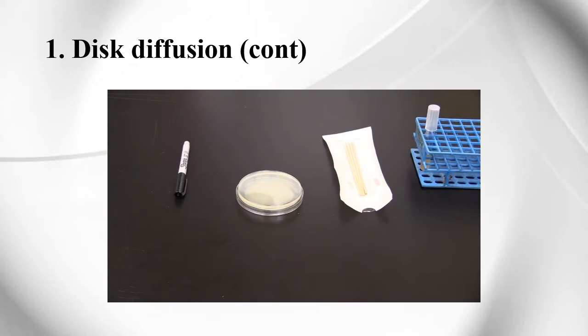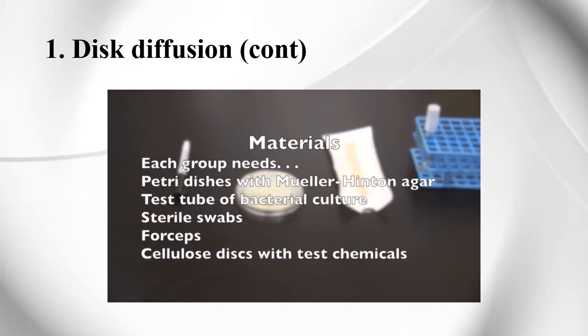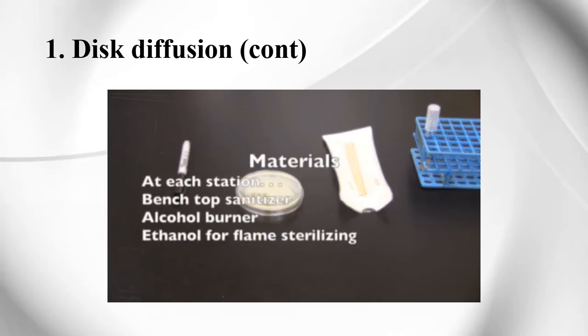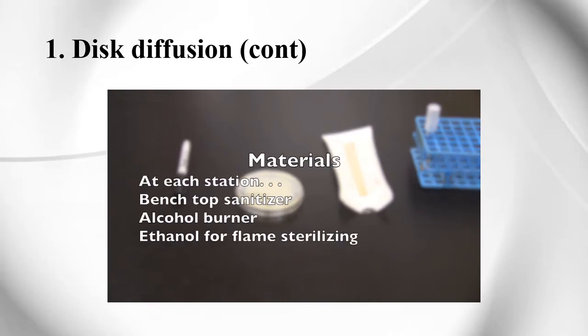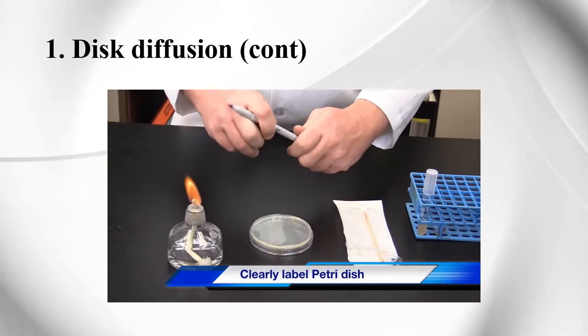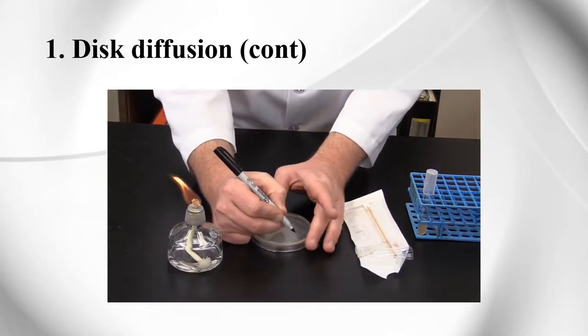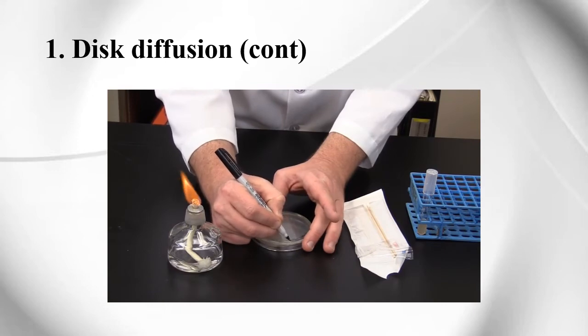The Kirby-Bauer assay is a widely used and effective way to test if a bacterium is resistant or sensitive to several antimicrobial compounds simultaneously. You will need the materials listed here to conduct the Kirby-Bauer assay. This next list shows the materials available at each station. To begin, label the outside rim of the petri dish on the agar side with the organism name, lab section information, and treatment.